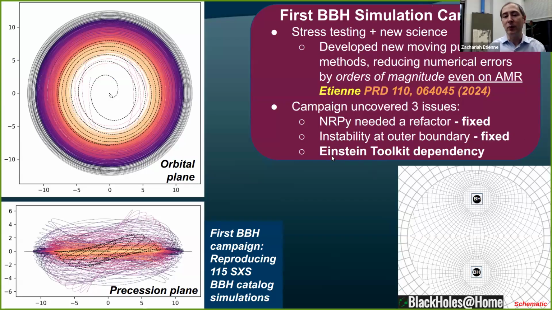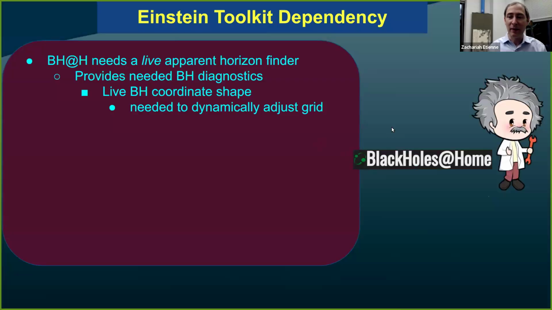The next thing that we have to confront is the fact that we depend on the Einstein Toolkit, and the Einstein Toolkit unfortunately does not compile on every operating system. In fact, something like 70% of operating systems on desktop level computers, the workhorses here for black holes at home, run Windows. So the dependency comes from the fact that the black holes at home needs an apparent horizon finder. You really don't want to be doing numerical relativity simulations involving black holes without some sort of a horizon diagnostic, like an apparent horizon finder.